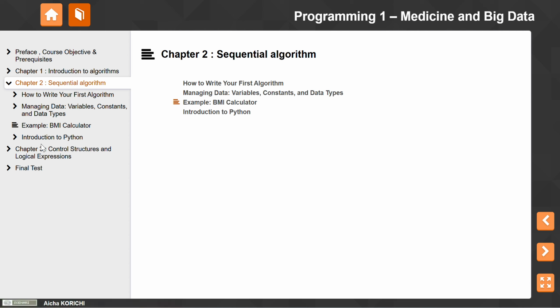Sequential algorithms are one of the most fundamental concepts in programming and especially important when we begin applying logic to real world problems in medicine and data analysis. But before we get into the details, let's briefly recall what an algorithm is.